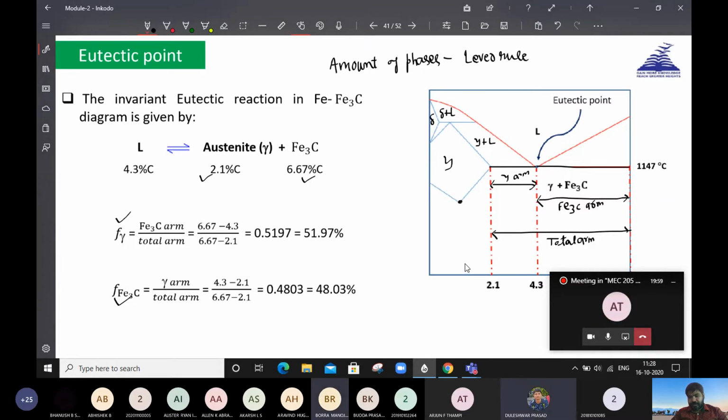Correct. This is nothing but the eutectoid point. So next we are going to look into how to find the composition and amount of phases at this eutectoid point. So let us go to another PPT.